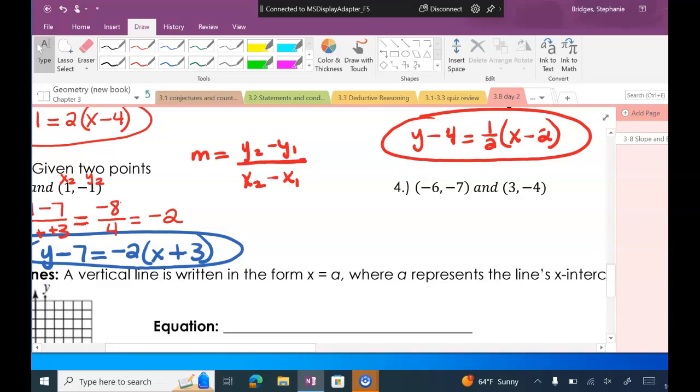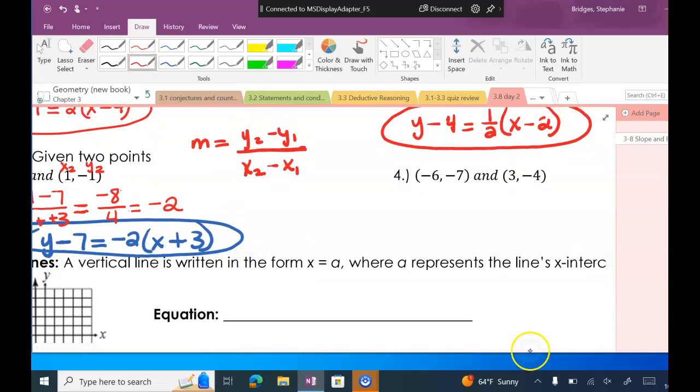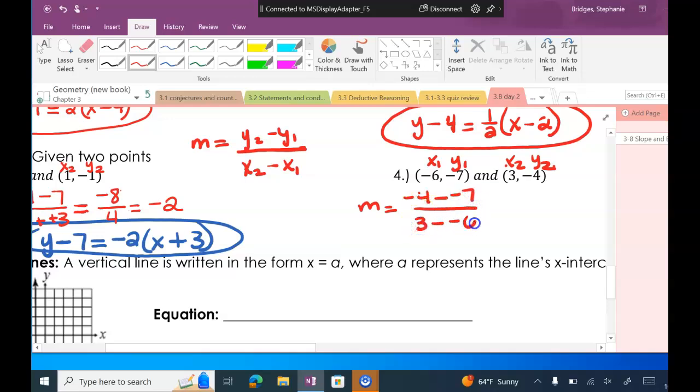All right, if I label my ordered pairs x1, y1, x2, y2, and I plug them into my slope formula, y2 minus y1 over x2 minus x1. And again, when we minus a negative, what do those turn? Positive. So at the top, what is -4 plus 7 going to give me? 3. And at the bottom, 3 plus 6 is 9.